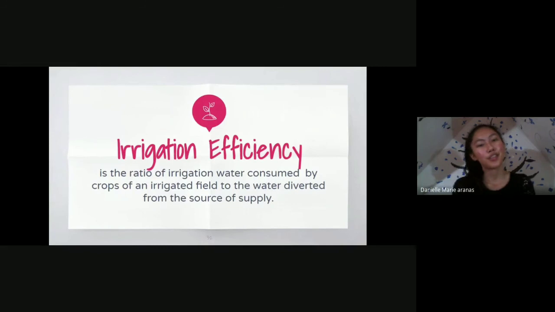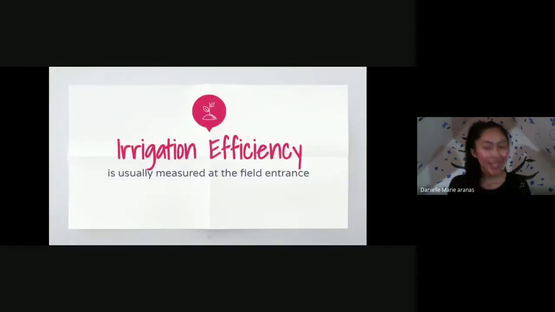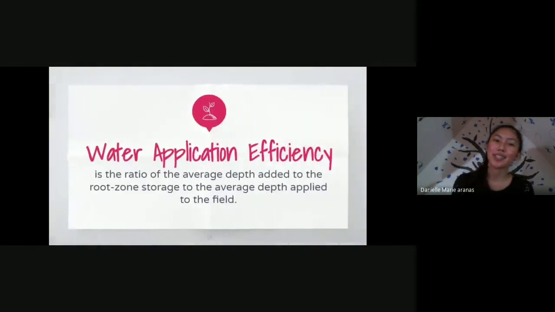We have here the irrigation efficiency. It is the ratio of irrigation water consumed by crops of an irrigated field to the water diverted from the source of supply, and is usually measured at the field entrance. Water application efficiency is the ratio of the average depth added to the root zone storage to the average depth applied to the field. Now, obviously, irrigation efficiency is measured at the field, and the water application efficiency would be the same.